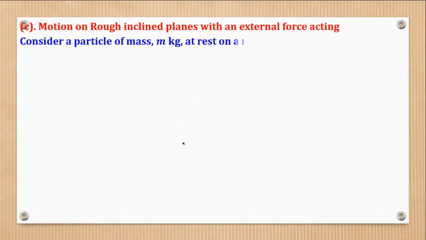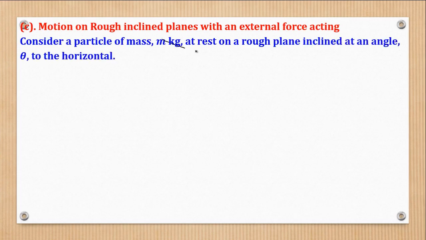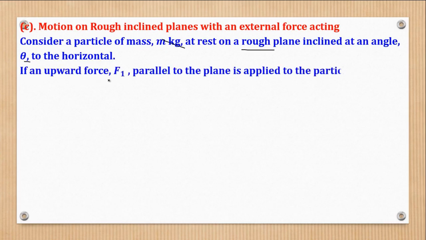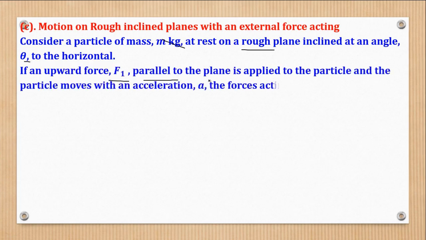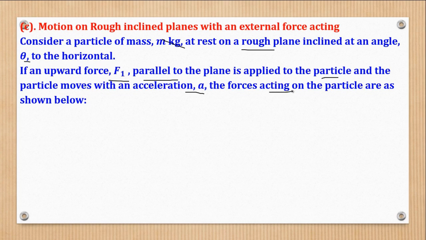So that was motion on inclined planes with no external force. What if there is an external force? So consider a particle of mass m kilograms at rest on a rough plane inclined at an angle theta to the horizontal. If an upward force F1 parallel to the plane is applied to the particle and the particle moves with an acceleration a, the forces acting on the particle are as shown.